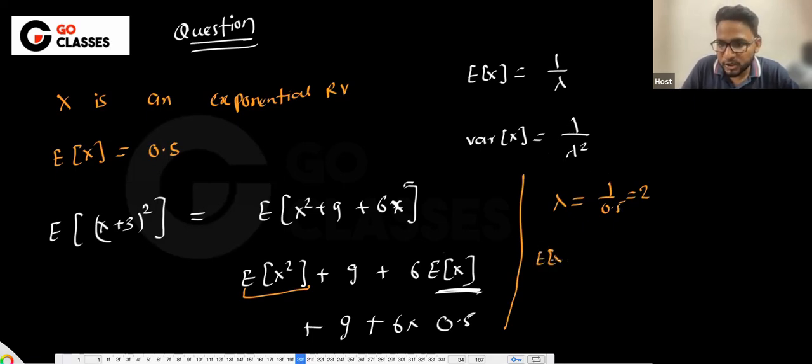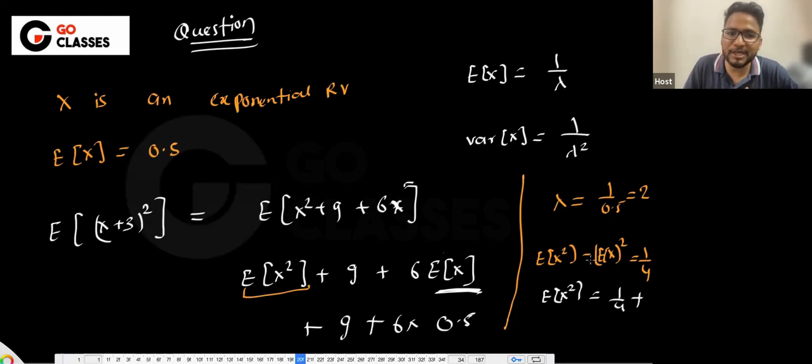You know that the expectation of x square minus the expectation of x whole square is 1 upon 4, because they have given the lambda, so from here you can calculate the variance. Now the expectation of x square, which is what you are interested in, will be 1 upon 4 plus the expectation of x whole square, which means 1 upon 2 whole square, which is again 1 upon 4. So that is 1 upon 2. Are you able to do it? 1 upon 2 plus 9 plus 3, that is 9 plus 3 is 12, and then 12.5. 12.5 is the final answer.